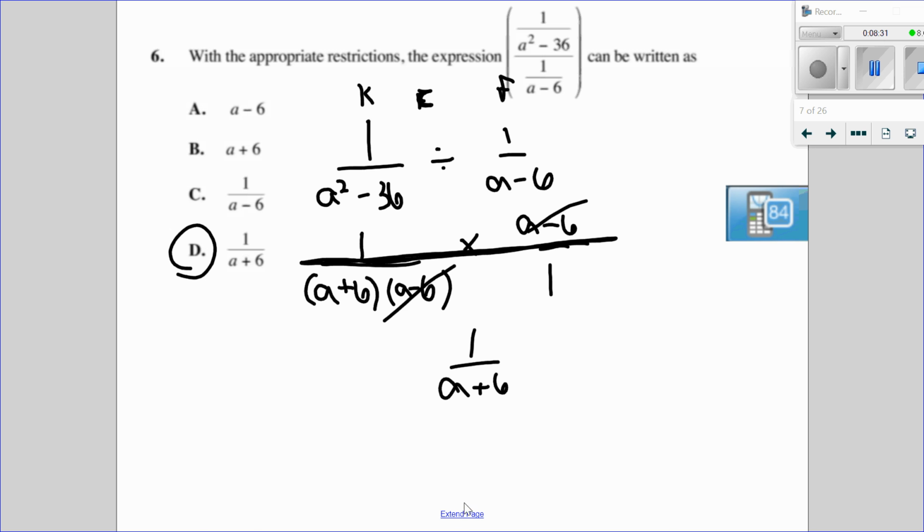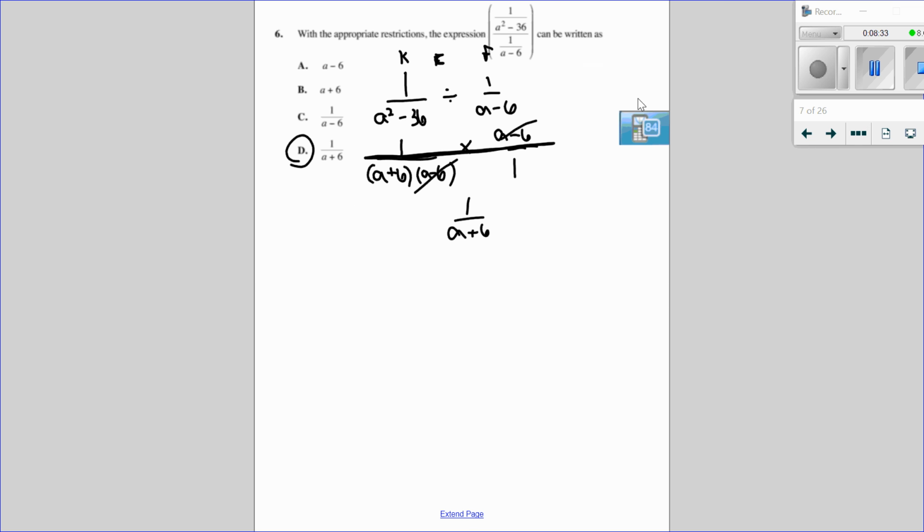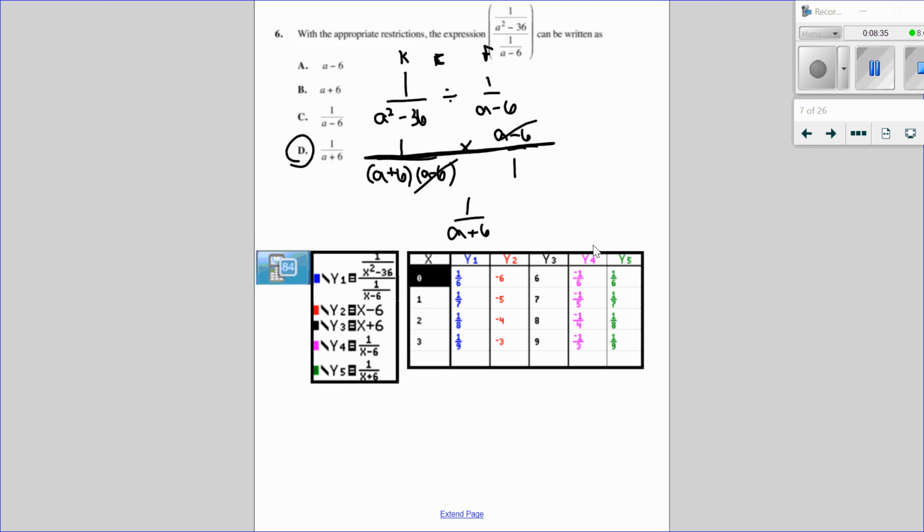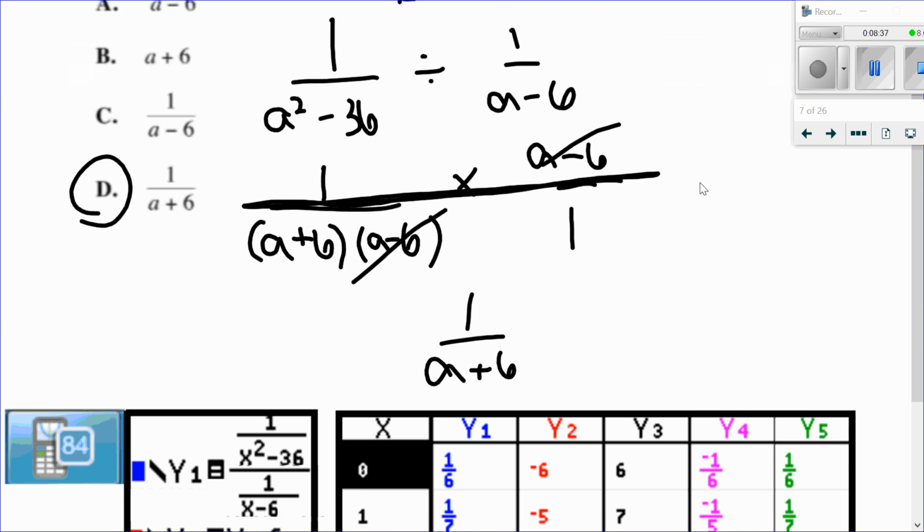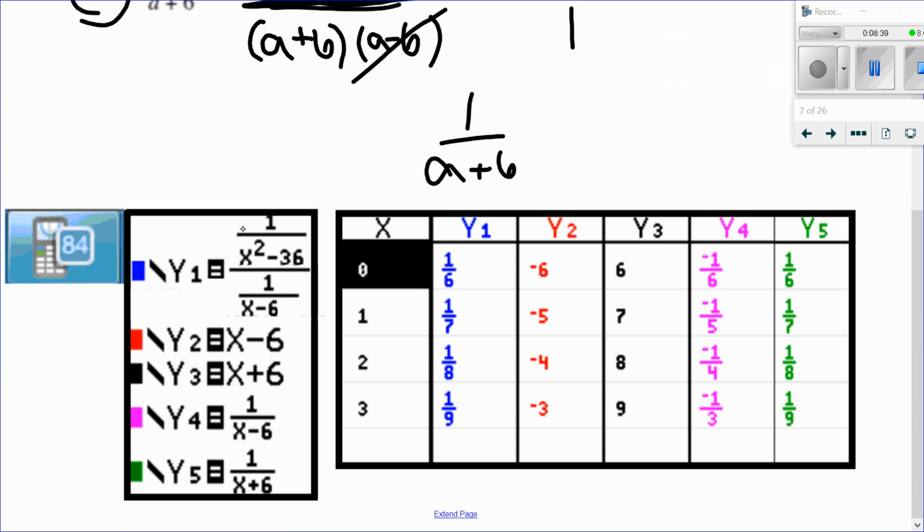Now, this question could also be done on the calculator. So let's look at that. On the calculator, what you can see that I've done is that I put the question into Y1 and I put my options for A, B, C, and D in each of the others. So looking at Y1, the one that matches is Y5, and that's why D is the answer.